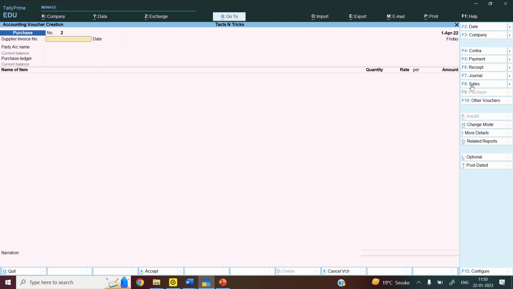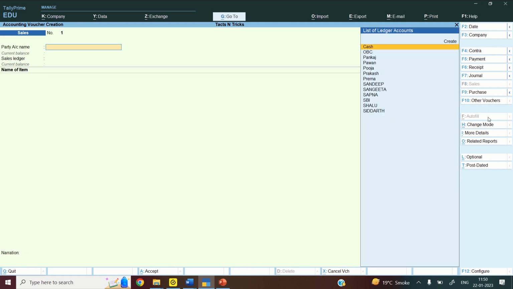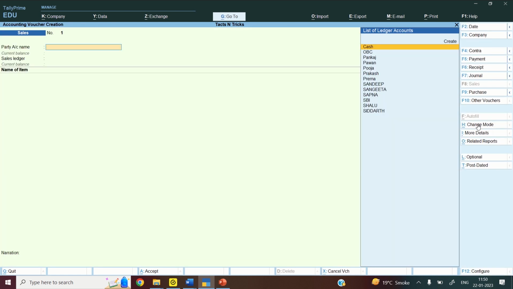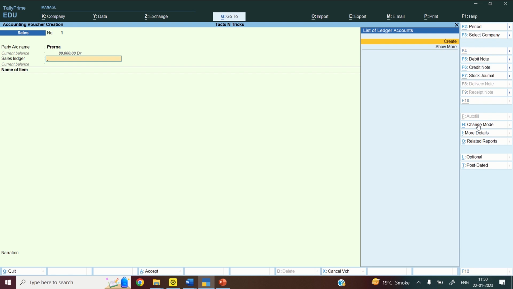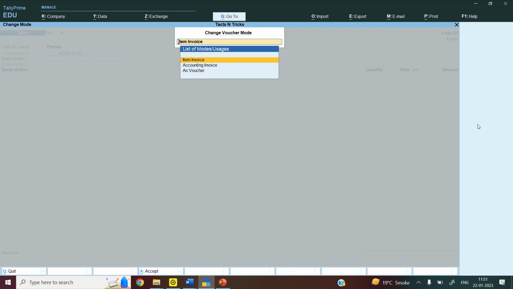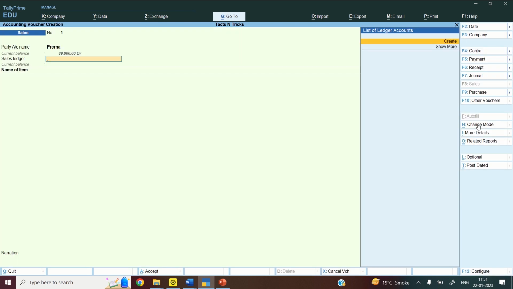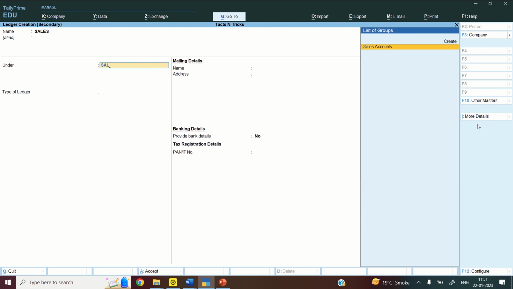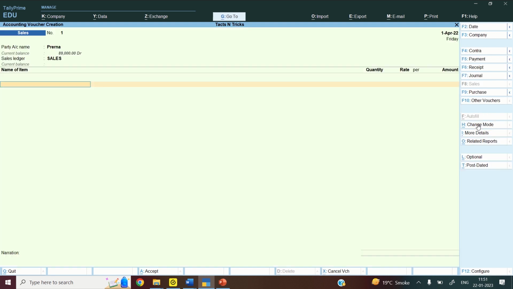Then I will go to the sales voucher, F8. Again you need to change mode and it should be item invoice. Party name is Prerna. Now I need to create the sales ledger, so I will press the shortcut key to create the ledger, that is Alt plus C. Item invoice, yeah. So Alt plus C.